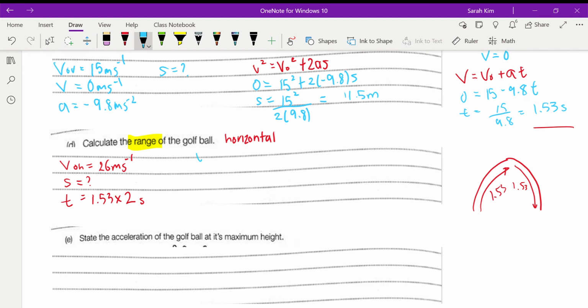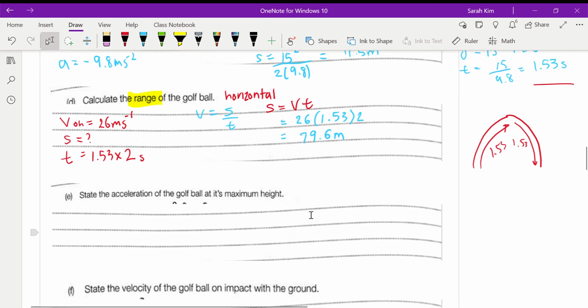Alright, the equation I'll be using is V equals S over T. Obviously rearrange to get S equals VT. So that should equal 26 times 1.53 times 2. So that'll be 79.6 meters. That is your range.